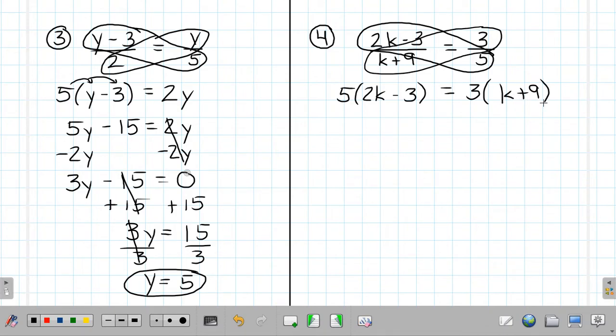And once again, we're at a place where you can kind of see where this is going. We have variables on both sides, but before we can do anything about that, we need to distribute. So distribute the 5 to the 2k and the 3, distribute the 3 to the k and the 9. So 5 times 2k gives me 10k, minus 5 times 3 is 15. That's equal to 3 times k is 3k, plus 3 times 9, 27.